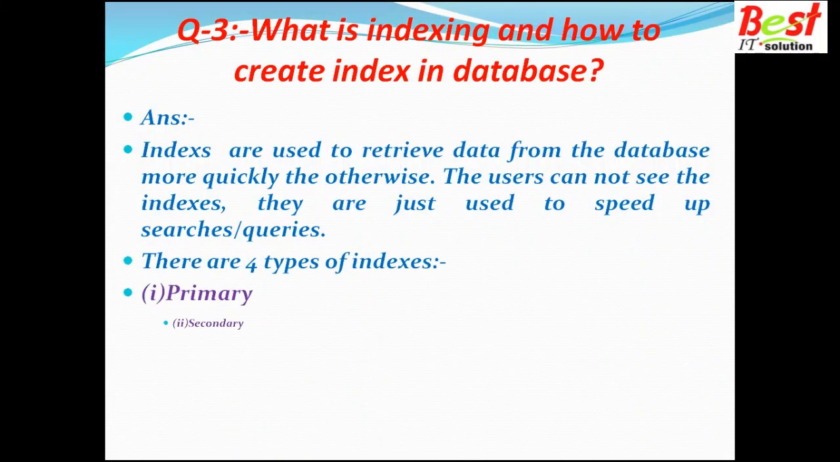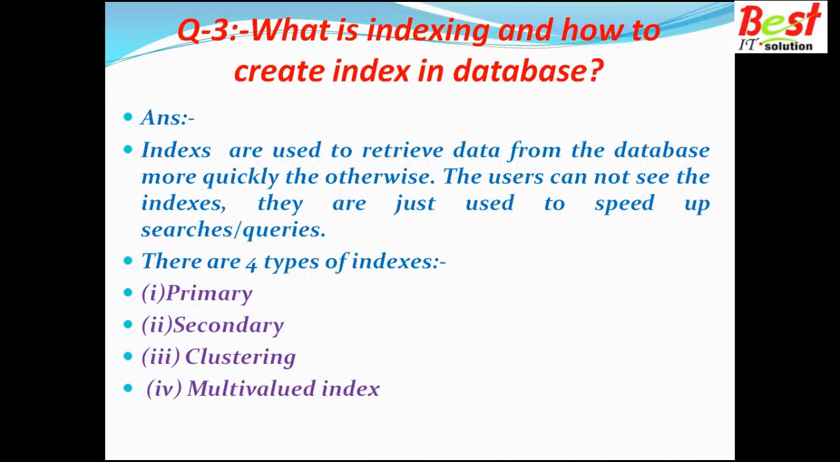There are 4 types of indexes: primary index, secondary index, clustering index, and multi-valued index.